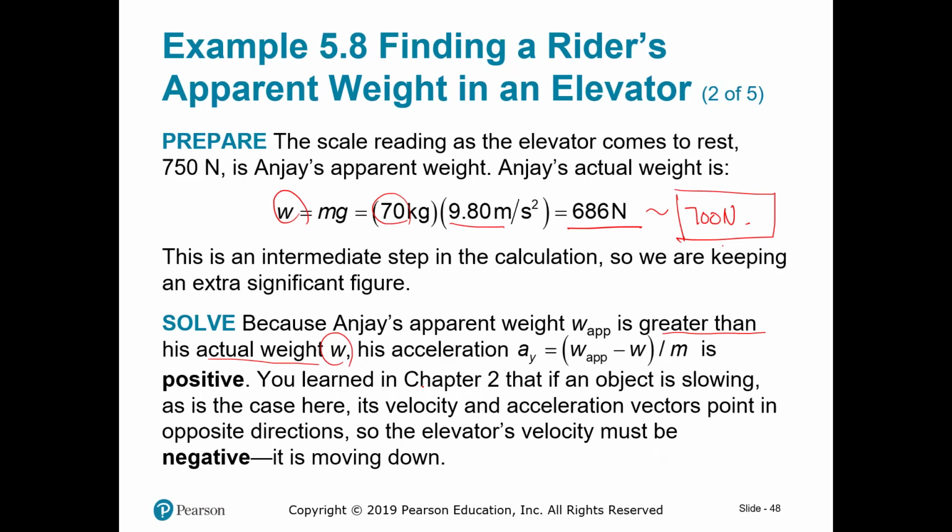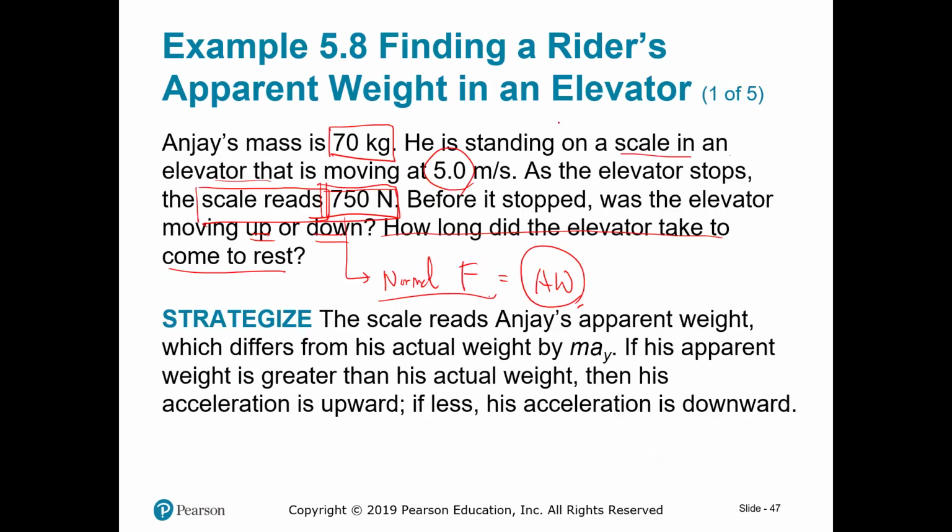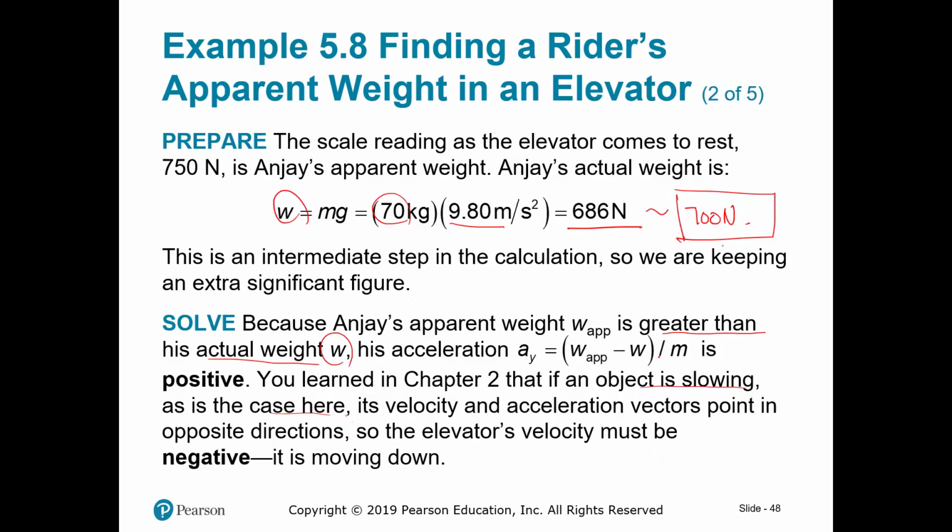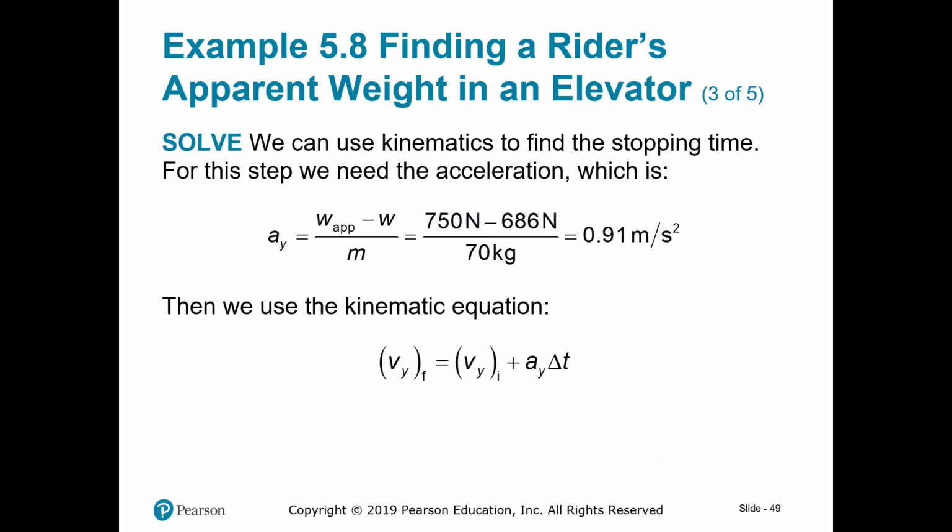So then you learned previously that the object is slowing, as in this case, because the elevator stops. So either it was going up or going down, but the elevator stops. That means it's slowing down, so its velocity and acceleration vectors point in opposite directions. So the elevator velocity must be negative. That means it is moving downwards. Okay.